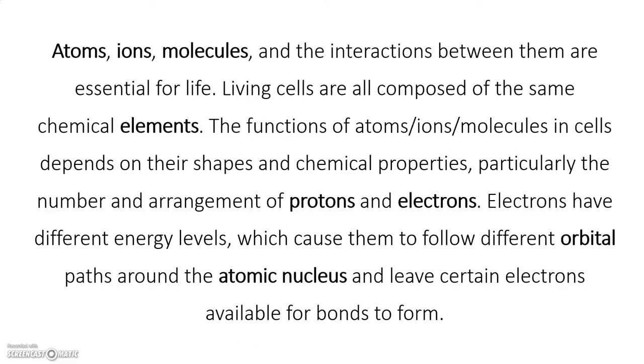Atoms, ions, molecules, and the interactions between them are essential for life. Living cells are all composed of the same chemical elements. The functions of atoms, ions, and molecules in cells depend on their shapes and chemical properties, particularly the number and arrangement of protons and electrons. Electrons have different energy levels, which cause them to follow different orbital paths around the atomic nucleus and leave certain electrons available for bonds to form.